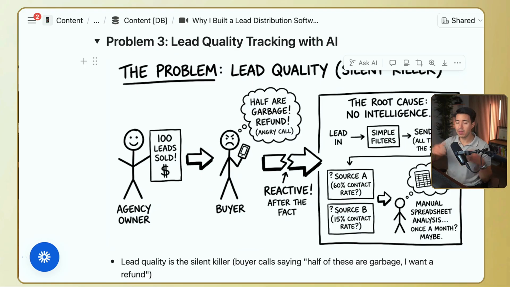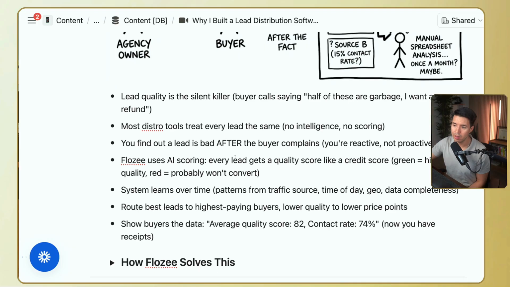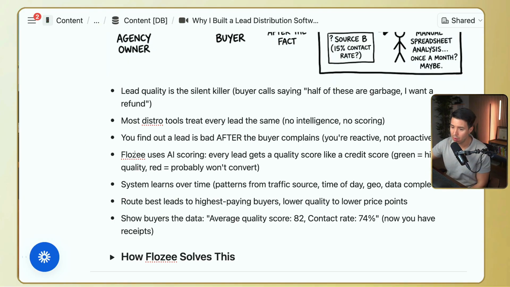So for example, most PPL agencies might have a supplier. They might have multiple suppliers. How can I track lead quality of each supplier's leads? So lead quality is a silent killer. Buyer calls saying half of those are garbage. I want a refund. Most distribution tools treat every lead the same. No intelligence, no scoring. You find out a lead is bad after the buyer complains. So you're reactive, not proactive.